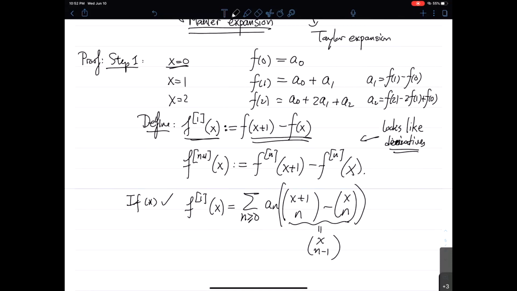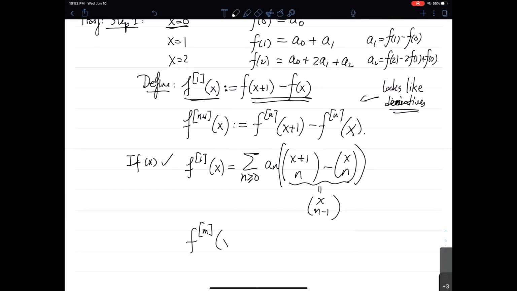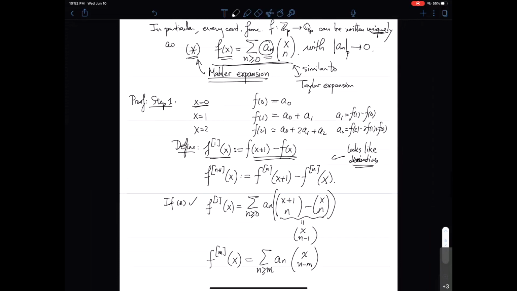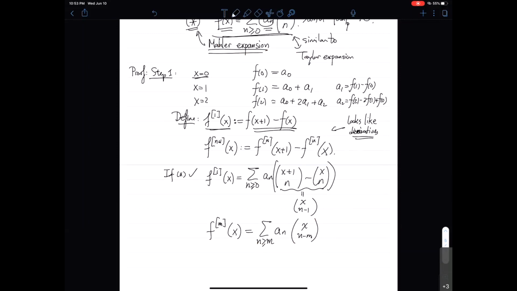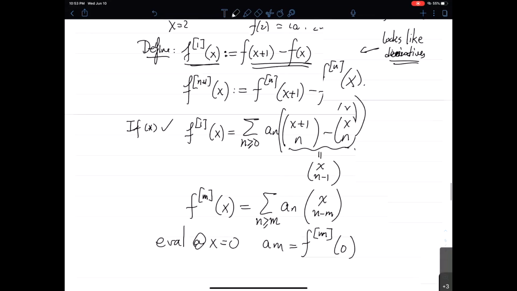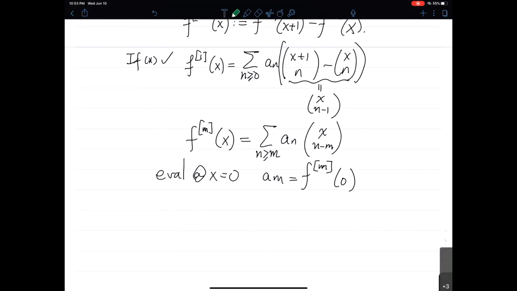this is x choose n minus 1. In fact, you can run induction and see that if you take the m-th difference of this function f, that's just the sum over n greater than or equal to m of a_n times x choose n minus m. Now this really looks like, if you compare this expansion to a Taylor expansion, you're taking the m-th difference. It looks like you move these terms to the left, or truncate a little bit. Even better, you can evaluate at x equals 0 and then get a_m. It's just the m-th difference evaluated at 0. So this looks a lot like a Taylor expansion, but you use differences for the derivatives.